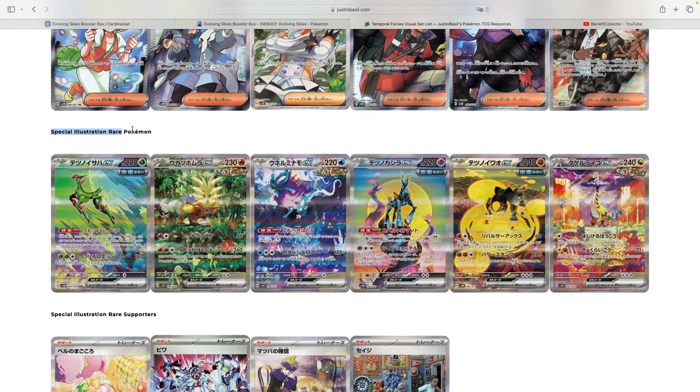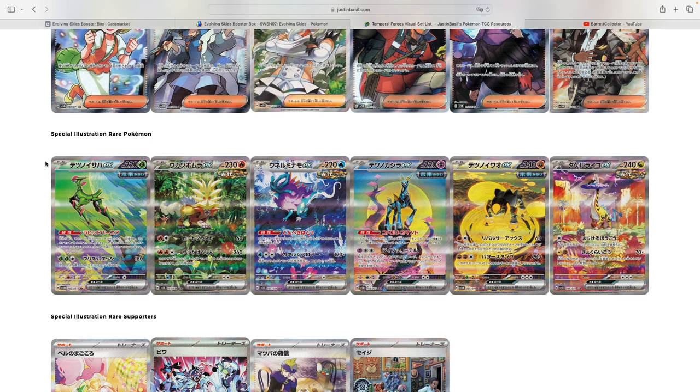And I mean, these illustration rares, if I was a single collector, I would get them. I might even get them if prices are affordable, which I think they'll be. They tend to be not too expensive. So it'll be interesting to see how much these guys settle for.